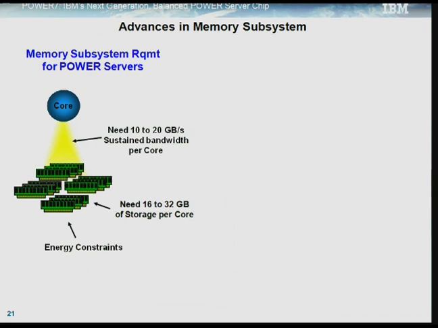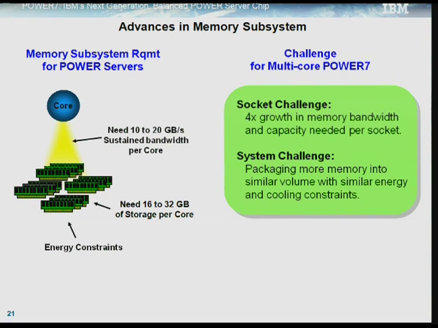memory. Typically, we would say you're going to need 10 to 20 gigabytes per second of sustained memory bandwidth per core. Now, we hold ourselves to some high standards for memory-intensive stuff because that's been one of our areas that we focus on. Also, you need a lot of memory per core. We need 16 to 32 gigabytes of memory per core. And you're trying to jam all this stuff into a box that has a set of really nasty energy constraints because volumetrically this stuff is just getting harder and harder all the time. So we really were looking to grow the bandwidth, in the ballpark of 4x at the socket level, and the capacity as well.